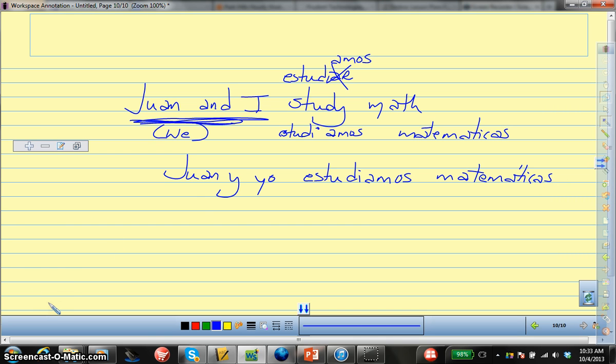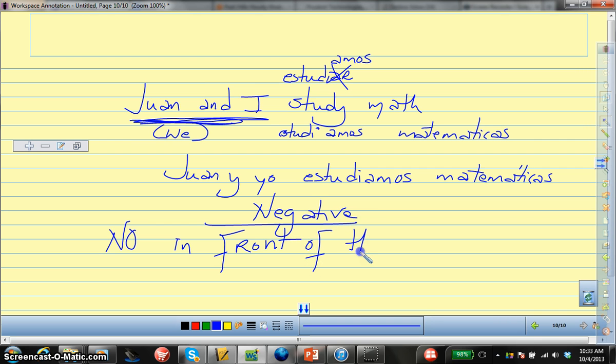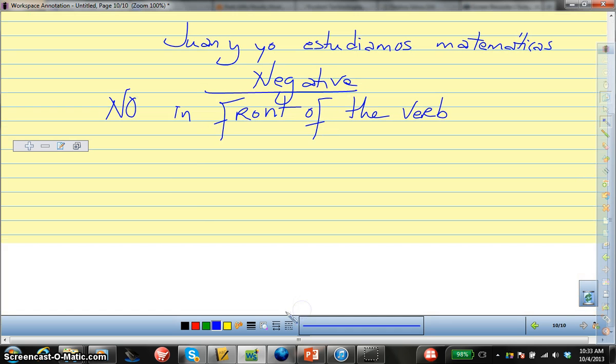Okay, how do we put a sentence in negative? Okay, it's the same thing that we did with el verbo ser, and the same thing that we are going to do with every single negative sentence. You're just going to put no in front of your verb. Okay? So let's take, for example, the sentence that we did above. You have Juan y yo estudiamos matemáticas.